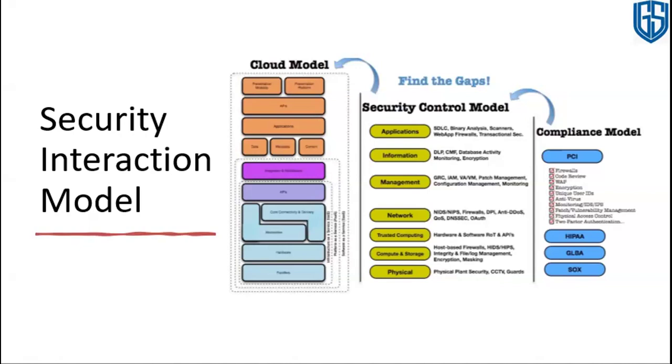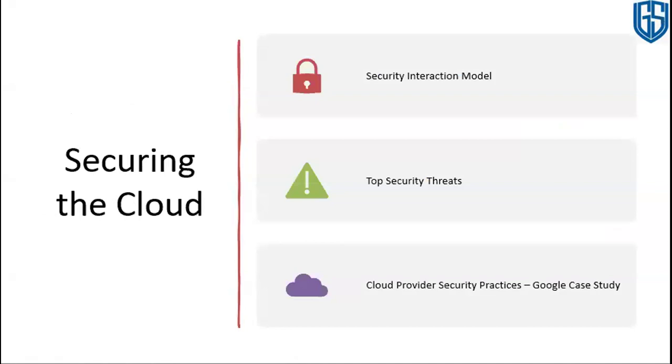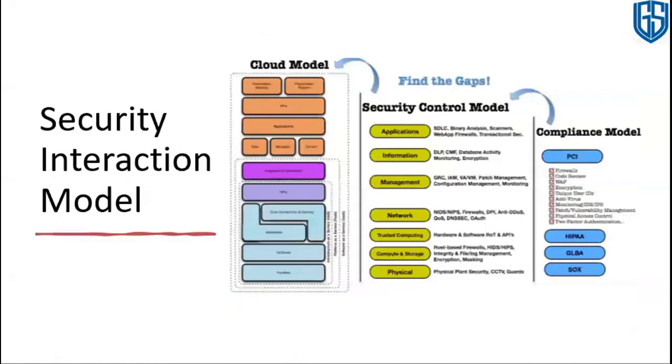So at present, we are at the security interaction model. We understood that the security interaction model comes from the security control model, which was actually based on the compliance model. The compliance model may vary country to country, continent to continent, or may be the same at global scale. All these possibilities are there. Even in one country, there are different rules for different states. That is possible. So that is called the compliance model.